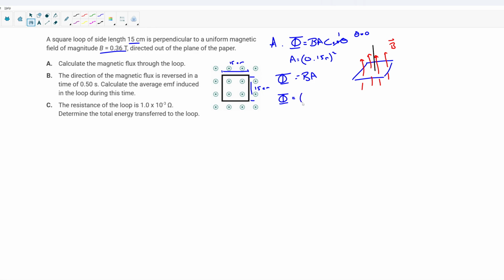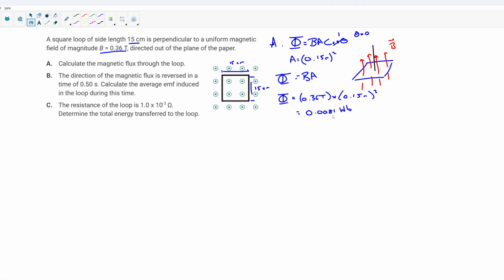The B, the magnetic field strength, is 0.36 Tesla. And I'm going to multiply that by my area, which was 0.15 meters squared. I'm just going to do all that at once in my calculator. And I should get 0.0081. Flux, my units are Webers, which is what a Tesla times a square meter is.